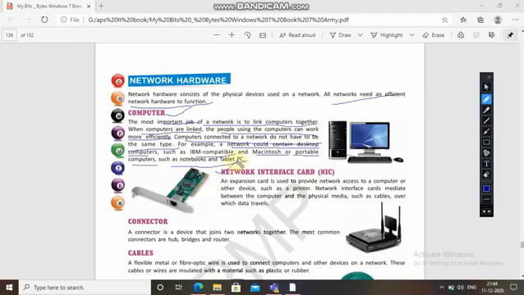Now the second hardware device which is used to connect: NIC, network interface card, which is also a very important part. An expansion card is used to provide network access to a computer, or you can say to other devices such as a printer. So network interface cards mediate between the computer and the physical media. It works as a mediator between the physical media and the computer, such as cables over which data travels. Clear?